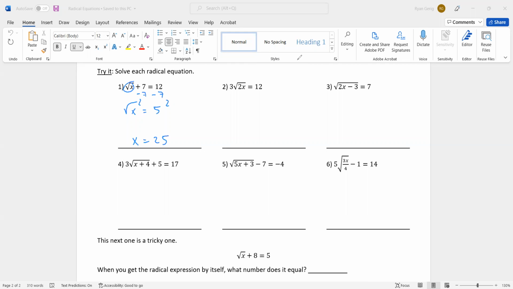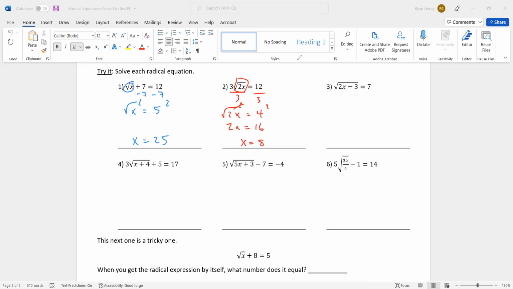The radical expression is radical 2x. I need to move the 3. Divide by 3. I get the square root of 2x equals 4. Don't divide by 2 yet. I need to get rid of the radical. Just getting rid of the radical. All I have is 2x now equals 16. Now divide by 2 and you get x equals 8.